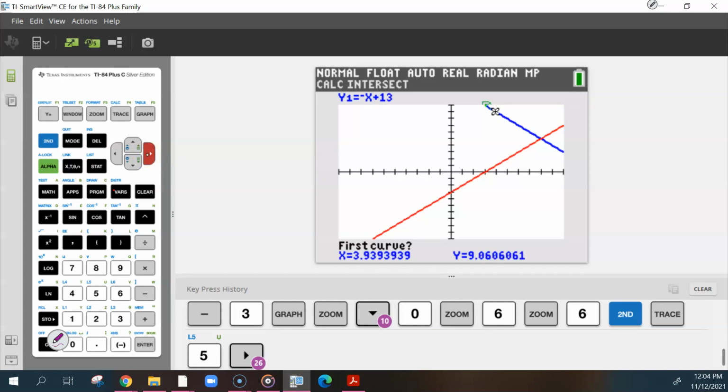I just kept pressing right until it came into focus. So now that I see this is actually on my blue line, I can hit enter. And now I see my cursor is on my second line, my red line, so I can hit enter again. I don't want to guess, I want my calculator to do the work. I'm just going to hit enter again. And it will tell me that they intersect at 8.5. So I would write that down as my ordered pair.